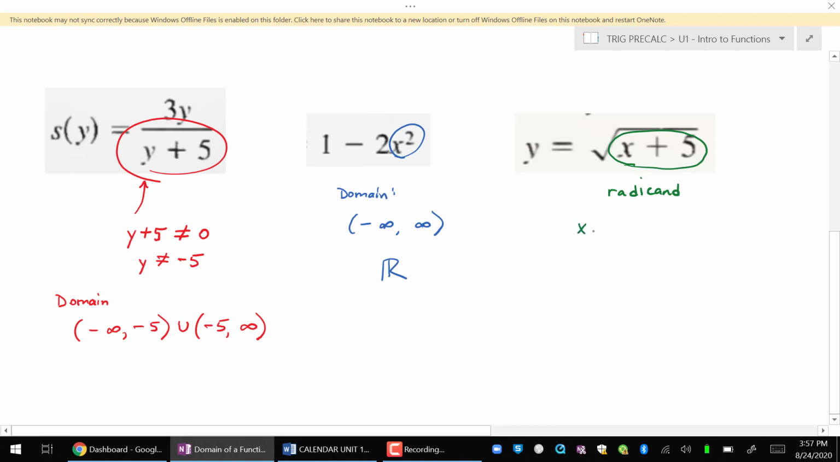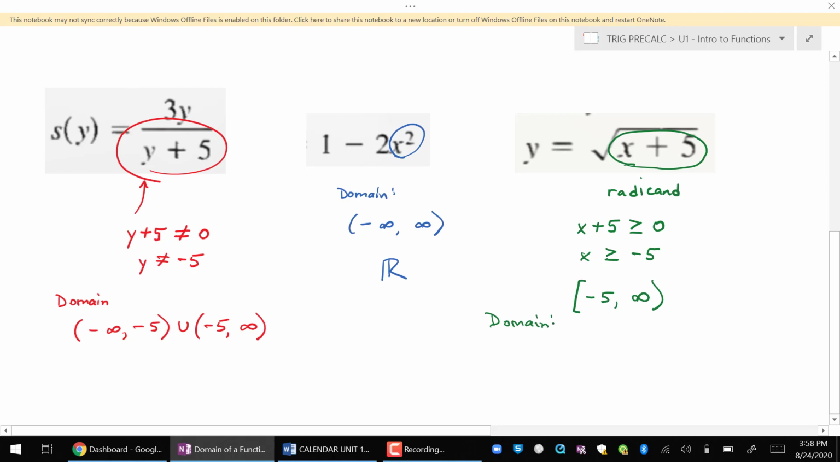So let's take the x plus 5, and we're going to force it to be greater than or equal to 0. Solving for x in this inequality would give me the inequality x is greater than or equal to negative 5. Remember that x is allowed to be negative 5. If x was negative 5, I would have a 0 in the radical, and you can take the square root of 0, which is simply 0. And then every number higher than negative 5 would also be okay. So here's a domain that has a closed bracket because we can include that negative 5.